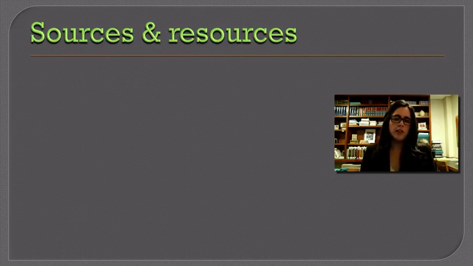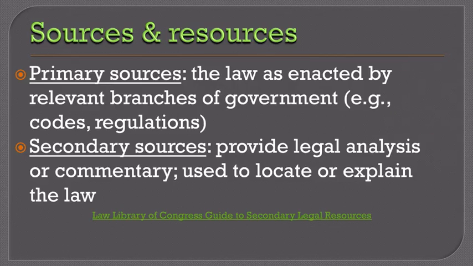Now, before we actually start looking at resources, I wanted to make sure that a distinction was clear between primary and secondary sources. So primary sources are really the law itself, so the law as enacted by relevant branches of government, codes or regulations, for example, would qualify. Alternatively, secondary sources help by providing legal analysis or commentary, and in legal research we often use these to locate or explain the law. And if that distinction is still a little bit unclear to you, I've provided a link below to a website maintained by the Law Library of Congress, which provides both additional commentary and examples of secondary sources.